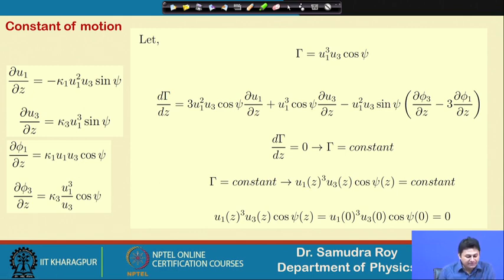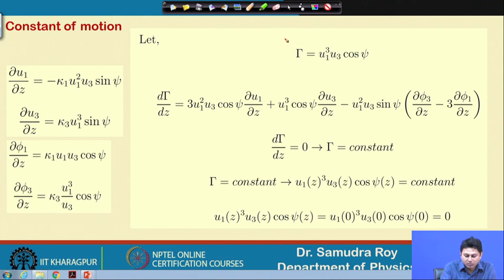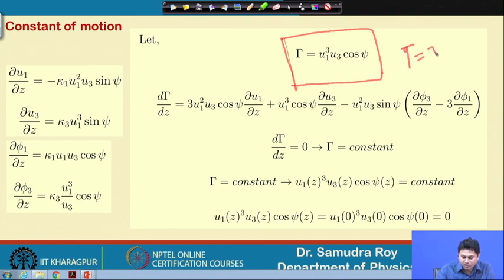Now, once we have these four equations in our hand, then we can define one quantity which is constant over motion, and this constant of motion quantity is called gamma. If you remember, for the second harmonic generation case, this gamma constant of motion was u1 square u2 cos theta, where theta equals phi 2 minus 2 phi 1.